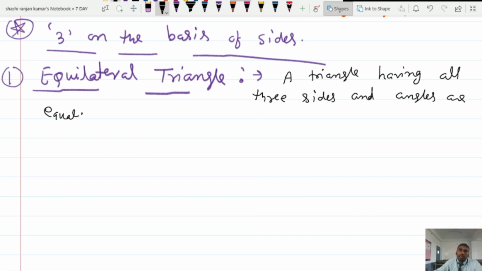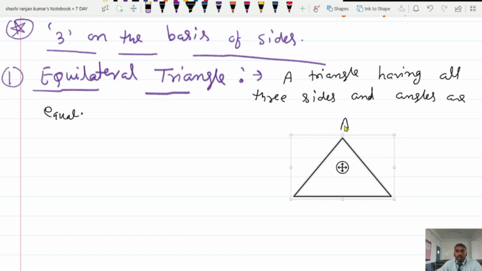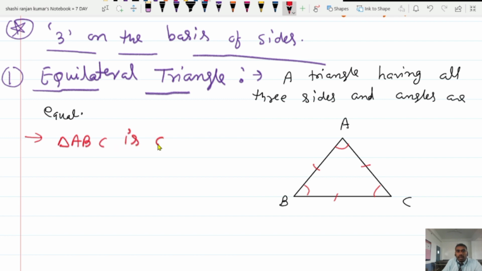So let us take an example here. Here we have a triangle. This is A, this is B, and this is C. This is angle A, this is angle B, and this is angle C. All the angles are the same, and all sides are also the same. So triangle ABC is an equilateral triangle.